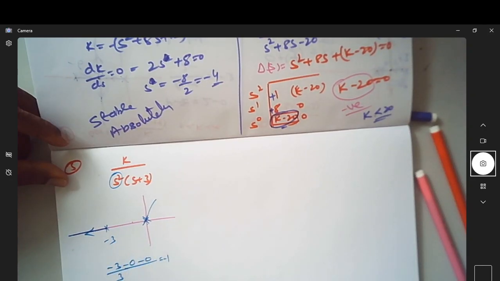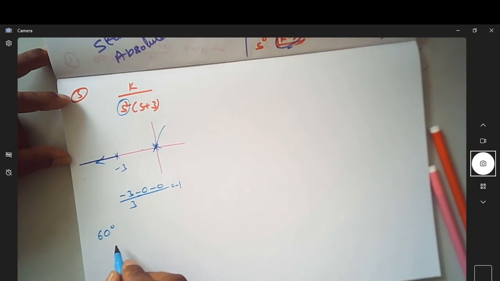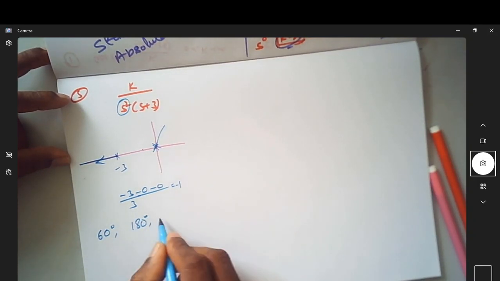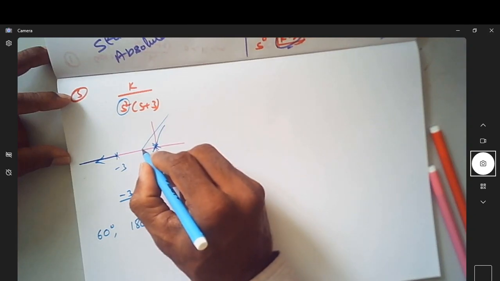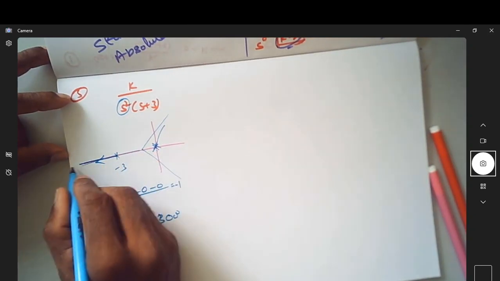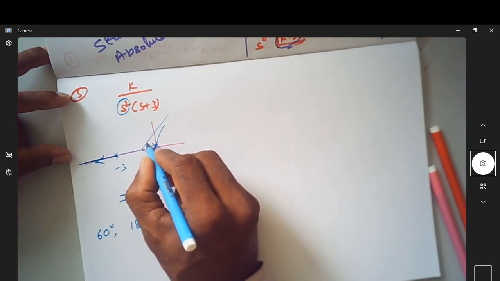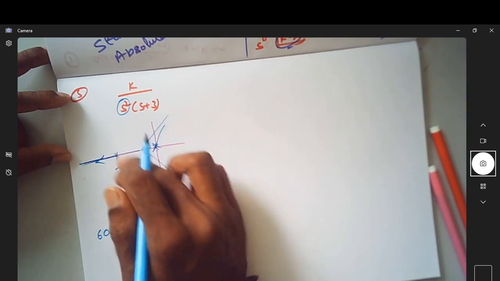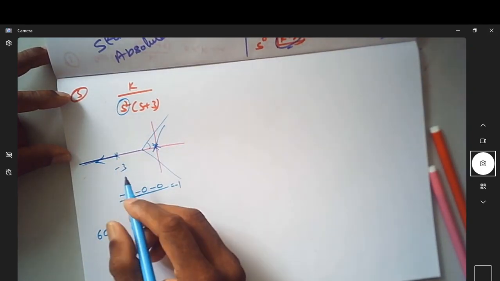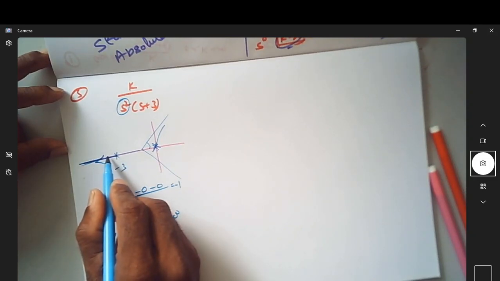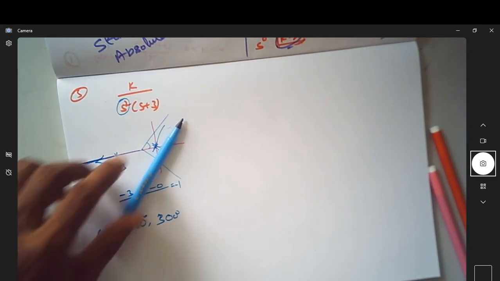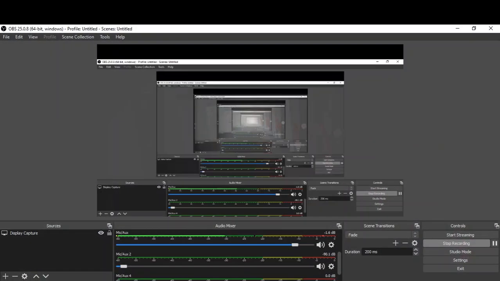What are the angles? Angles are 60 degree, 180 degree and 300 degree. You can see this is one asymptote, this is another asymptote, this is the third asymptote. So this is 60 degree, this is 180, this is 300 degree. So now this asymptote will going to go in this direction.